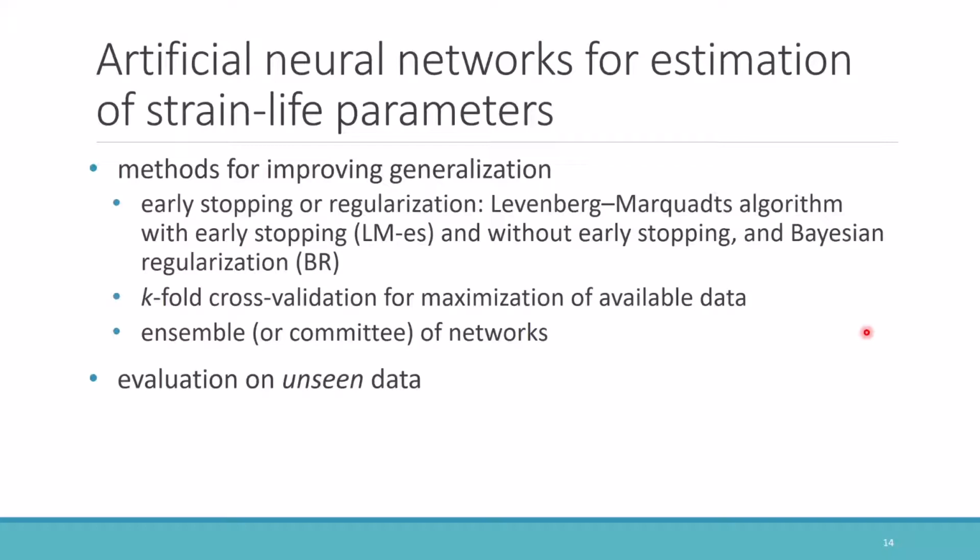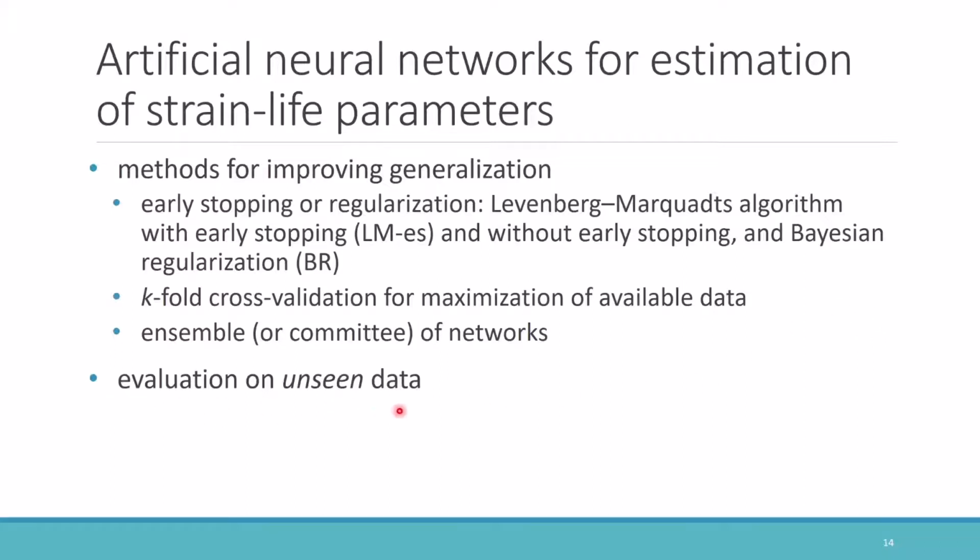We implemented k-fold cross-validation for maximization of available data, since those numbers you saw on previous slides are not that large when talking from the ANN perspective, but are quite a lot when talking from materials testing. K-fold cross-validation helps to maximize learning from a limited number of data, and we used an ensemble of networks for performance, because several networks usually perform better on unseen data than one network.